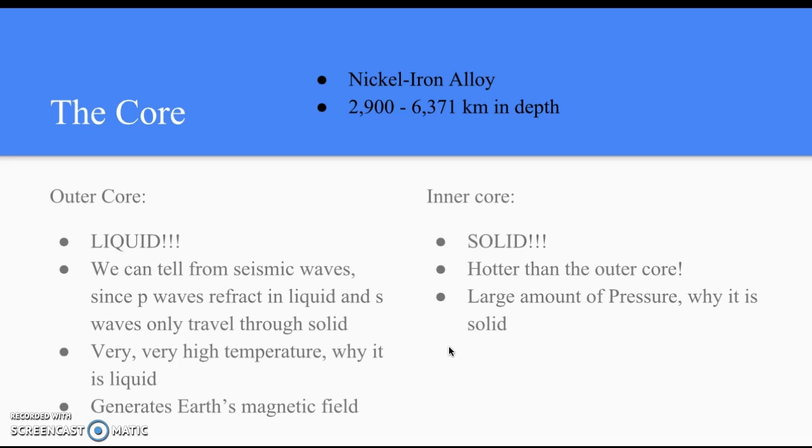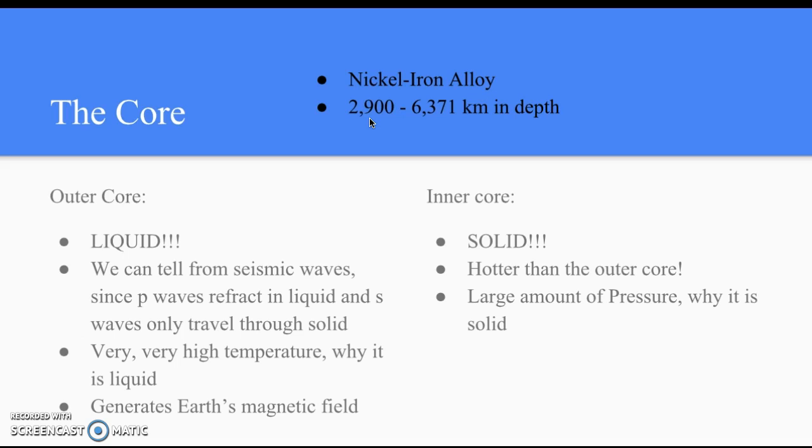So the core, as I said, is split into 2, the outer core and the inner core. The core itself is a nickel iron alloy. So it's made of nickel and iron. And the depth is between 2,900, which remember was the end of the lower mantle. So this is the beginning of the core. And the end of the core is 6,371 kilometers.